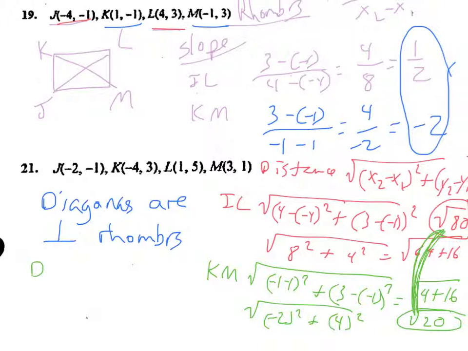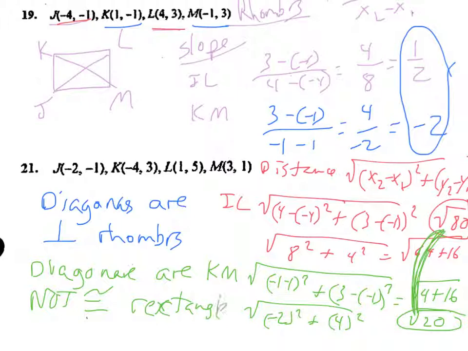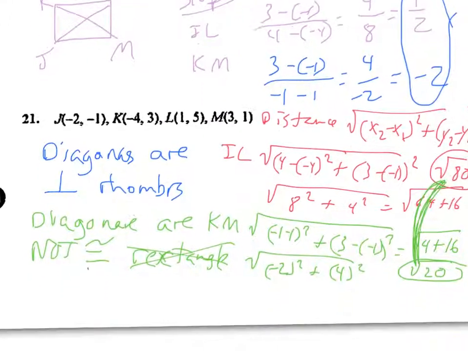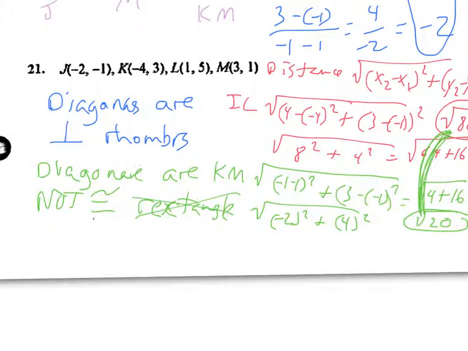So I would say the diagonals are not congruent. Therefore, it is not a rectangle. And remember, it's a square if it's both a rhombus and a rectangle. So not only is it not a rectangle, but since it's not a rectangle, it's not a square. And that would be my answer.